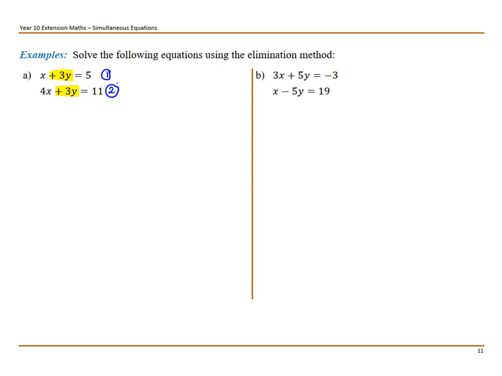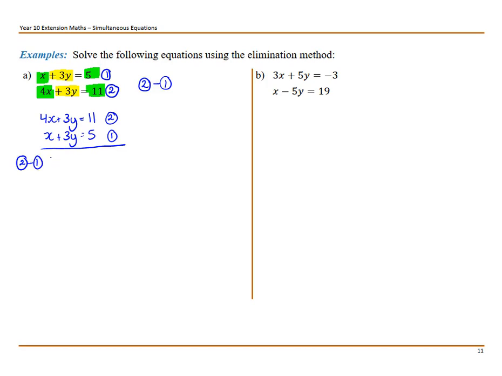Now, which equation do we take from the other? We look at the other terms in our equation. So we have 4x and 11, and we have x and 5. The 4x is greater than the x, and the 11 is greater than 5. So looking at that, we'd be better going 2 minus 1. If it helps you, write the equations out so 2 comes before 1. So we're going to go 2 minus 1.